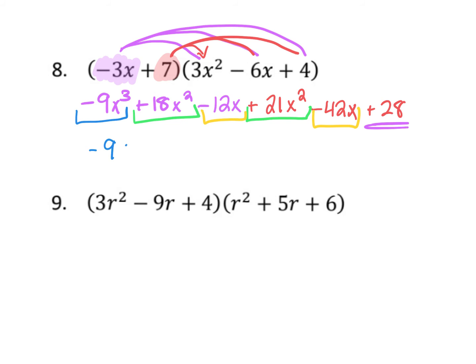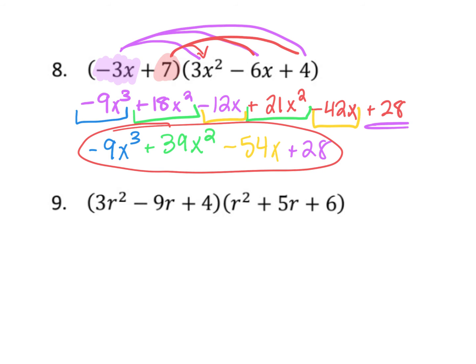So I'm going to bring down my negative 9x cubed. I'm going to add my 18 and 21, which gives me a 39x squared. Again, those exponents stay the same when you are adding. Okay, now I'm going to add my negative 12 and my negative 42, which gives me negative 54. And then I'm just going to tack my 28 on the end. So this here is our final answer.